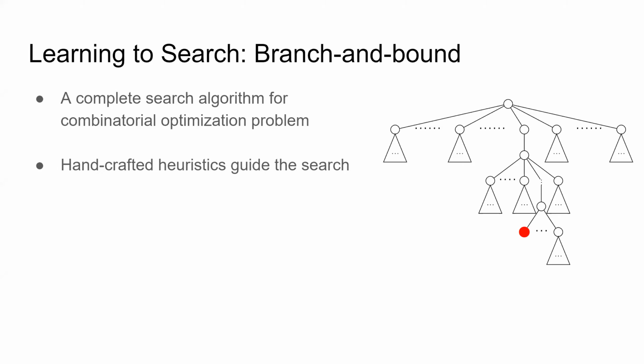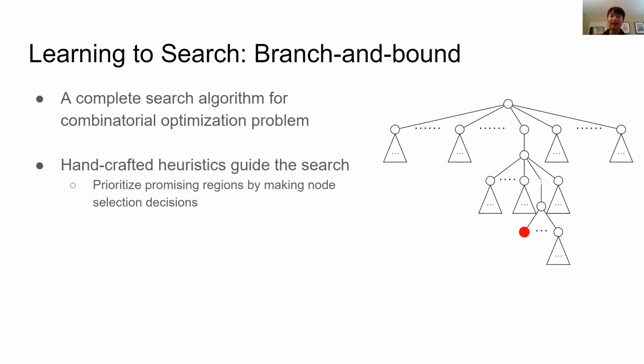So in practice, people want to speed up the process. Sometimes we might sacrifice completeness for speed by designing hand-crafted heuristics to guide the search. We want to prioritize searching places where we're likely to find optimal or near-optimal solutions. As you can see, in the context of tree search, it's about prioritizing which branch of the tree we want to navigate and which subtree we want to focus the search time on.